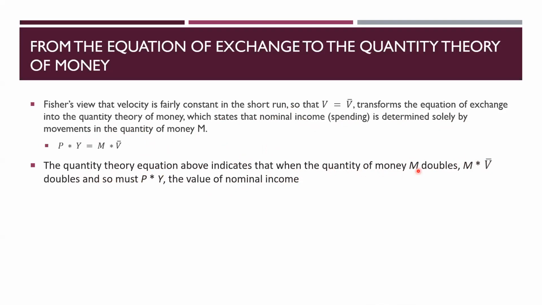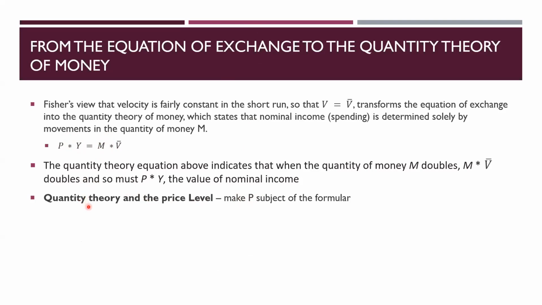The idea is that if M doubles, and we are assuming that V is constant, it means that M multiplied by V also doubles, and so does our nominal income, which is our P multiplied by Y. So the quantity theory and the price level, simply here, it's not a problem. I didn't include this because I knew you guys are good in mathematics.